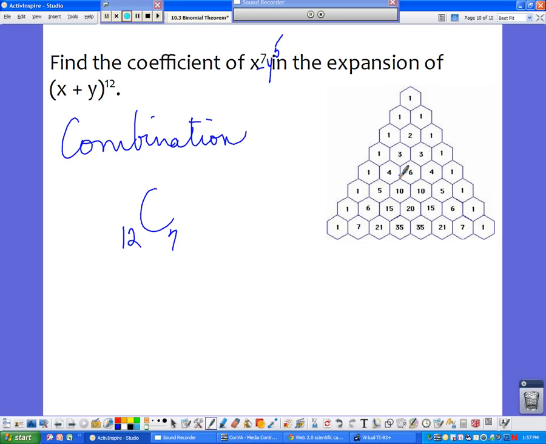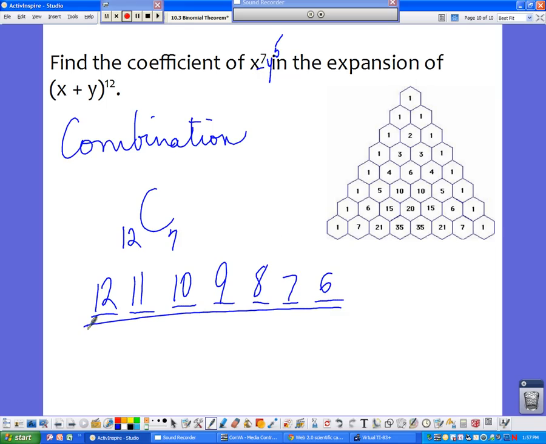It's those where it's like x to the 4th, y to the 4th. It's usually an even row. So 1, 2, 3, 4, 5, 6, 7. So 12, 11, 10, 9, 8, 7, 6, and I got to divide by 7 factorial. Okay. So if you did that, put that in the calculator, you should get an answer of 792.